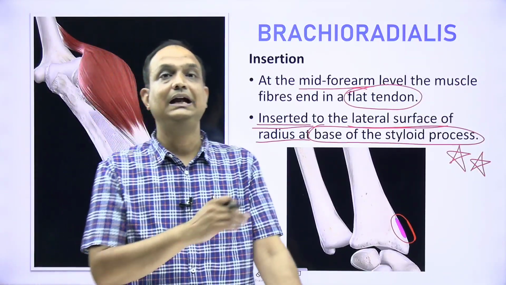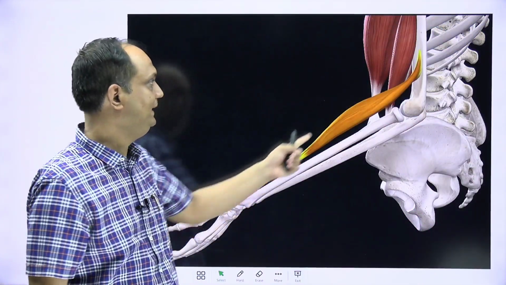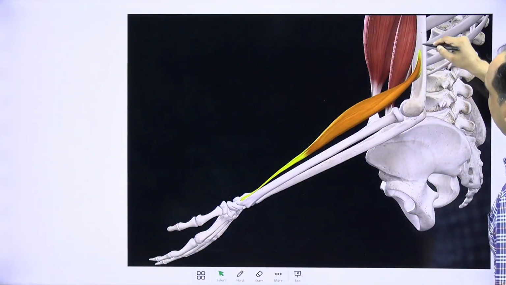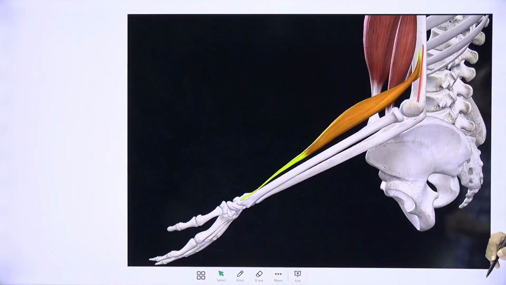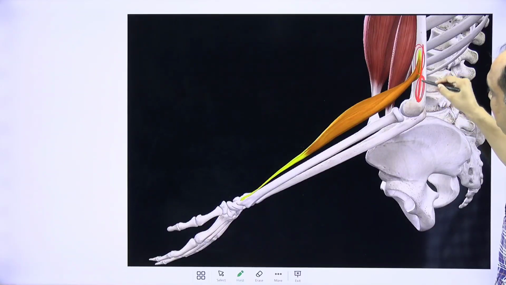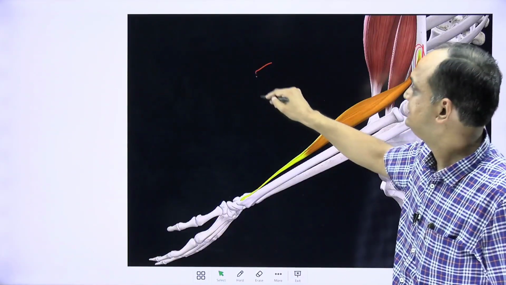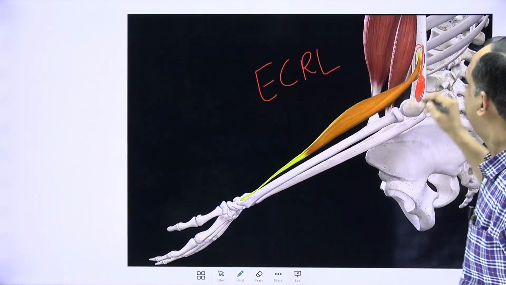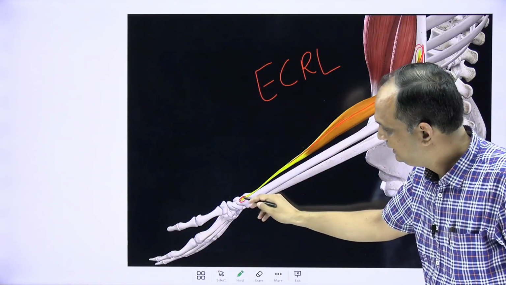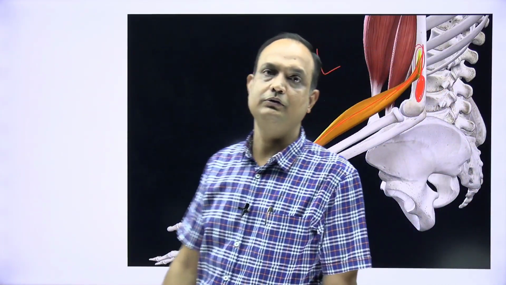it arises from the lateral supracondylar ridge of humerus. So, here you can see the complete muscle and you have to keep in mind that this lateral supracondylar ridge has two parts, upper 2/3 and lower 1/3, and this lower 1/3 part gives origin to the second muscle, which is known as extensor carpi radialis longus, and this brachioradialis is going downward and it will insert on this point of your radius bone, which is the lateral part of the styloid process.